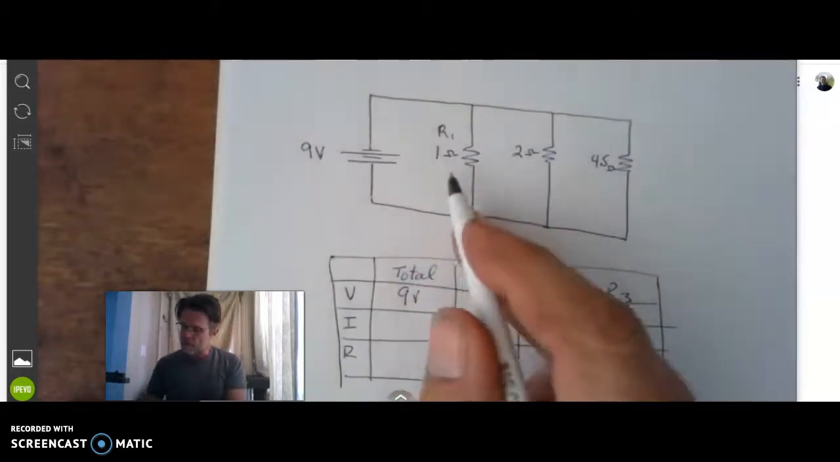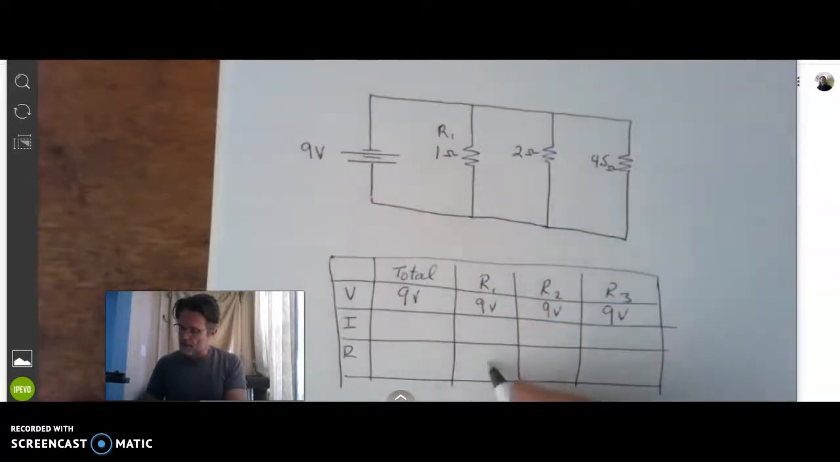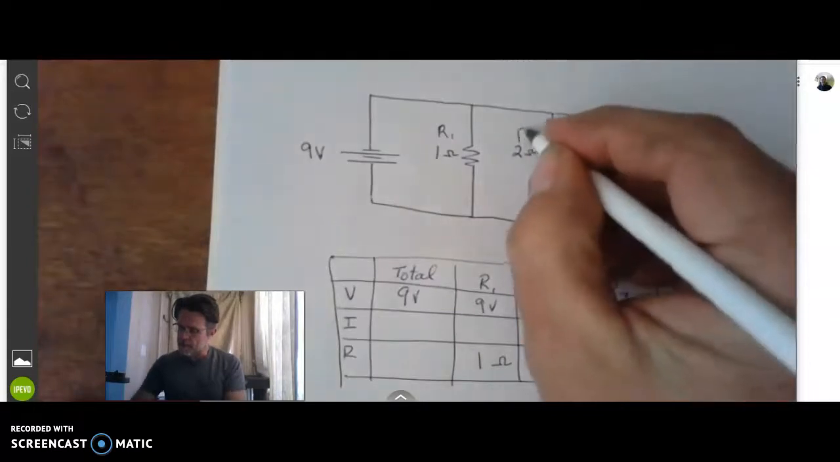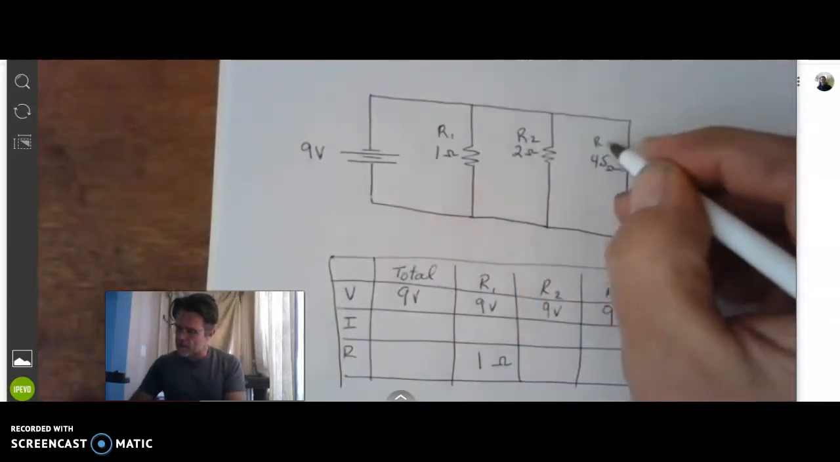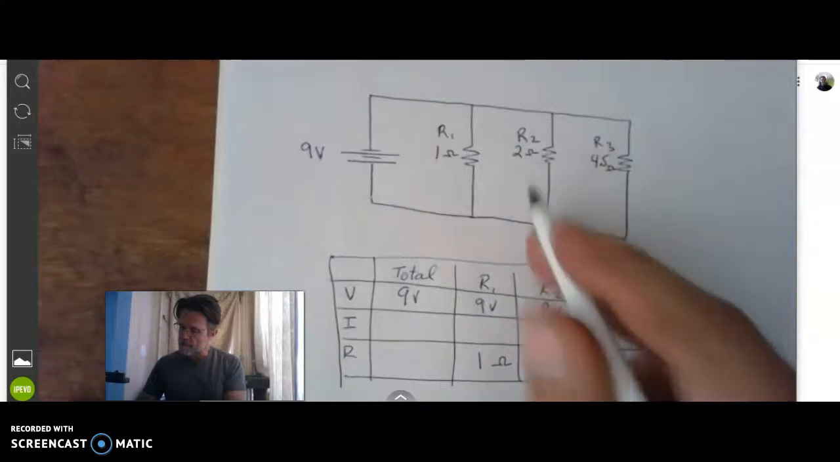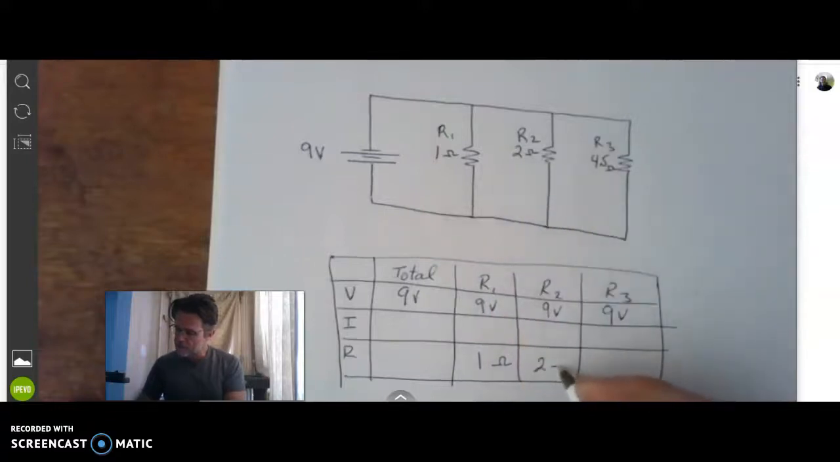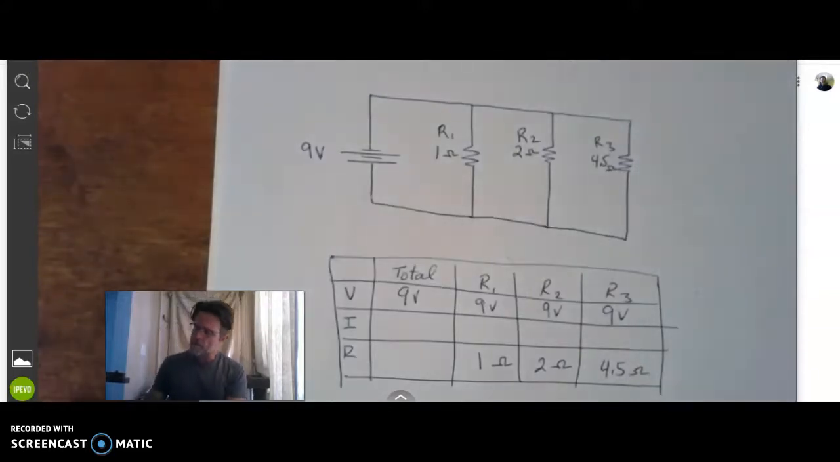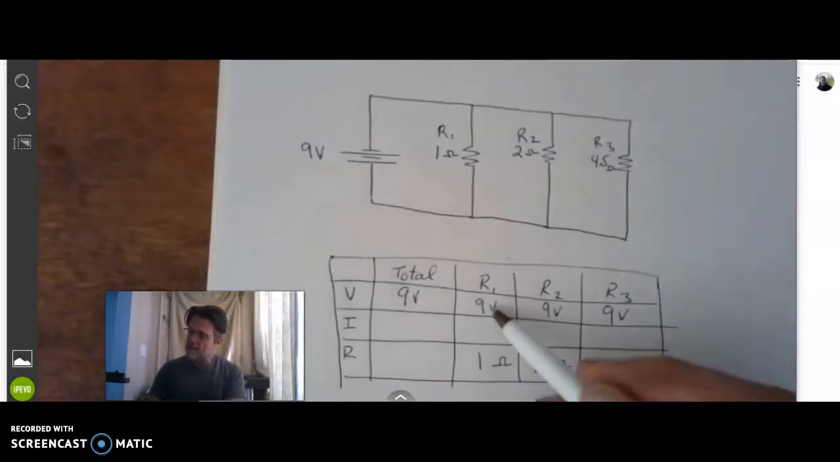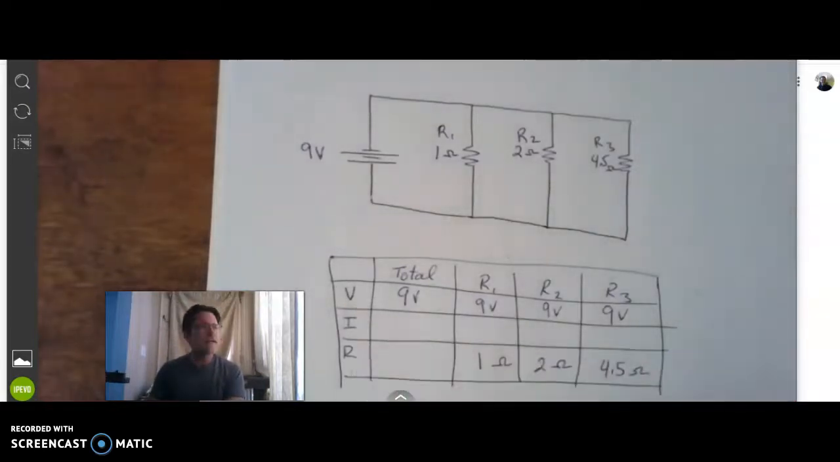So at R1, the ohms is going to be 1 ohm. Next at R2, should label that R3. R2, the ohms is going to be 2. And R3 is 4.5. Okay, you should now remember that anytime that we have 2 of the 3 parts of Ohm's law, we can calculate for the third.